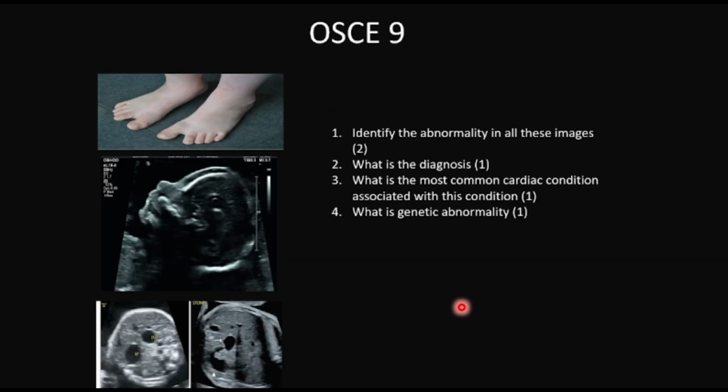Coming to the last but one OSCE, 3 images are given. One is the gross image of the patient's feet. One is the fetal ultrasound of the baby's face. Next is the fetal ultrasound abdominal axial sections. Go through all these 3 images. They are all linked together.